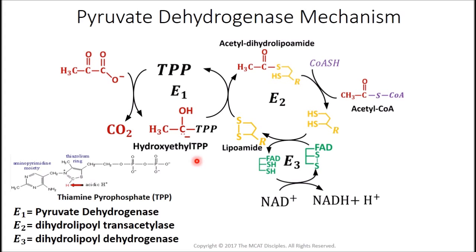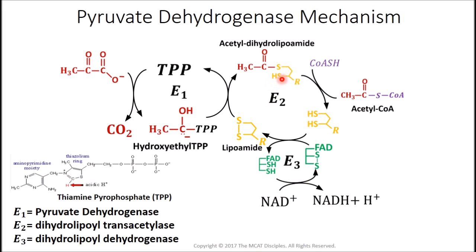Okay, so now what we want to do is take E2, take the cysteine bond from the lipoamide E2 group, and have one of these sulfur groups be attacked by this carbanion. So we take our hydroxyethyl TPP and our E2 enzyme, and have this carbanion attack one of the sulfurs, pushing the electrons this way, which then picks up a proton to form a sulfhydryl group. And we get acetyl dihydrolipoamide.